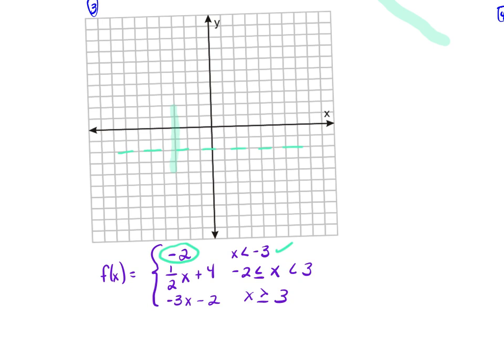Where are the values less than or equal to? To the left of that vertical line or to the right? To the left. So I want all this stuff over here. I don't want the other stuff. So what do I do with the stuff I don't want? I'm going to erase it.